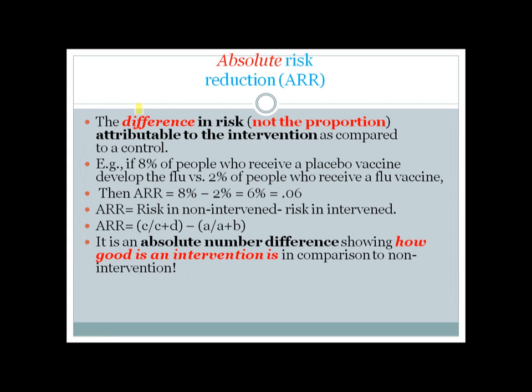So here we have another very important concept, which is absolute risk reduction. Absolute risk reduction is an absolute number, and this is a difference. So this is the difference in risk. It's not a proportion. This is the difference in risk attributable to the intervention as compared to a control. Suppose 8% of the people who received the placebo vaccine develop the flu versus 2% of the people who receive a flu vaccine, then the difference in risk between placebo and exposed group is 6%. So the absolute risk reduction is 0.06.